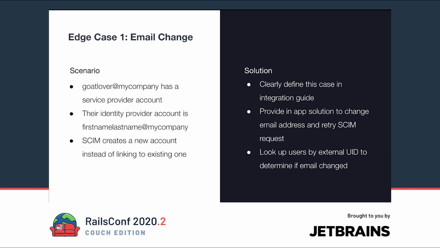SSO with just-in-time provisioning handles this similarly. When we get the SSO login request, we can check both the external UID and email address. If the user already exists in our system, as determined by their external UID, but the authorization token specifies a different name or email address, we're looking at an email change.